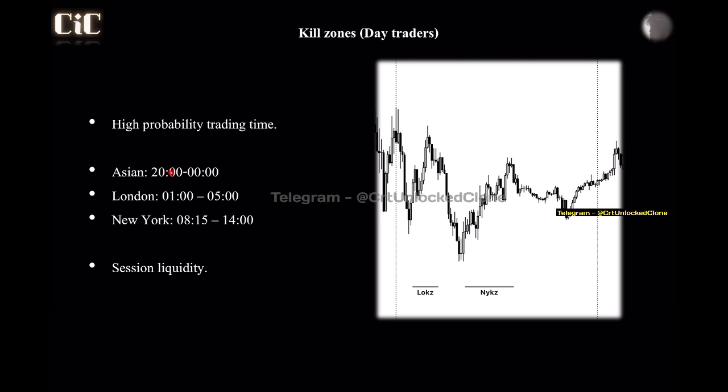So Asian, 8 p.m. to midnight. London, you have 1 a.m. to 5 a.m. New York, 8:15 to 2 o'clock.